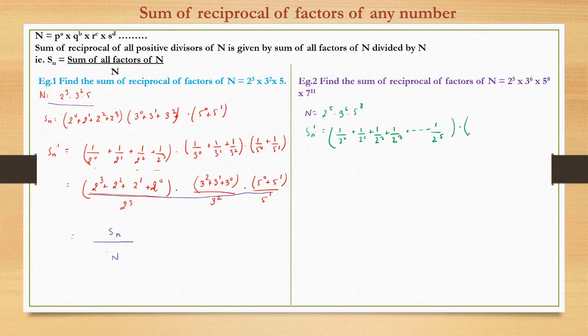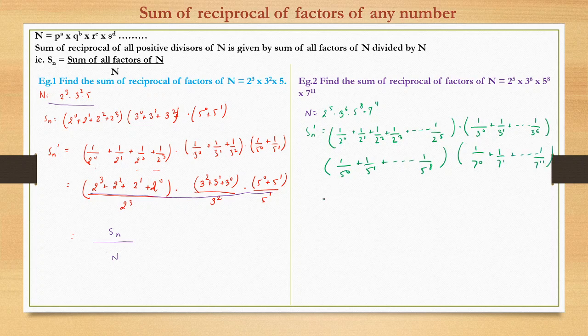Second term we can write as 1 upon 3 raised to power 0, 1 upon 3 raised to power 1, same up to 1 upon 3 raised to power 6. Third term would be 1 upon 5 raised to power 0, up to 5 raised to power 8. And the fourth term would be 1 upon 7 raised to power 0, 1 upon 7 raised to power 1, same up to 1 upon 7 raised to power 11.